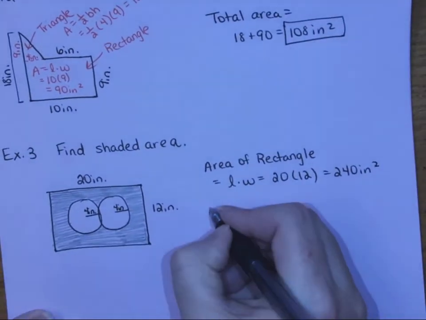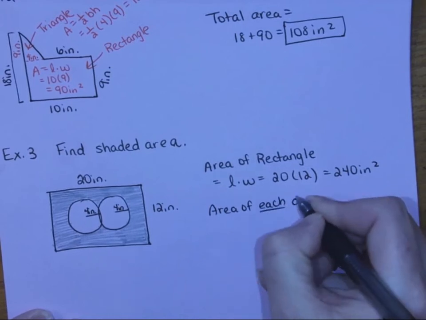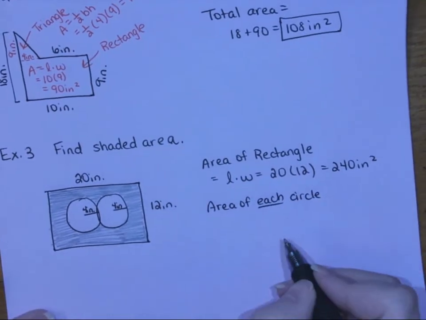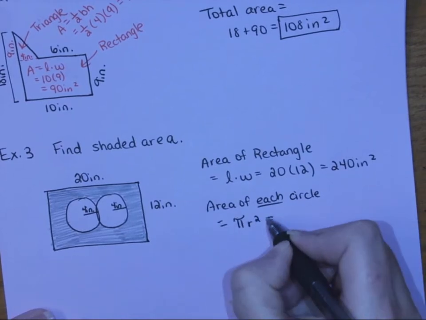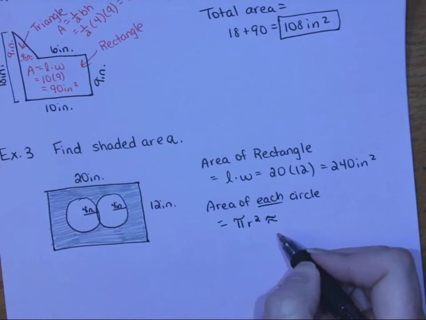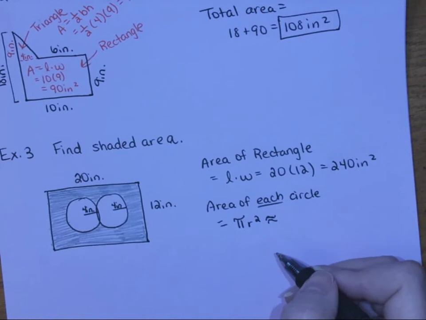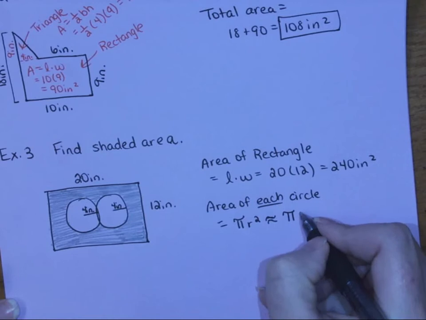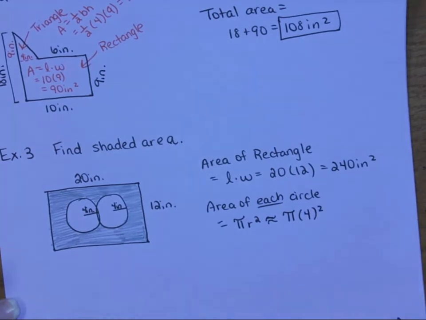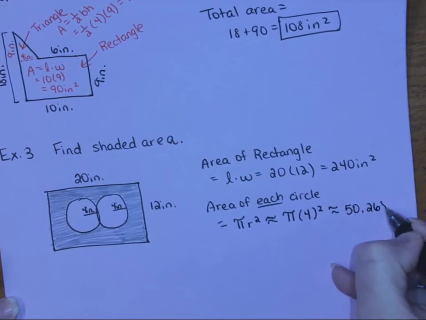And then let's find the area of each circle. And then we could just double it. So the area of a circle is pi r squared. All right, so if you work that out on a calculator, pi is 3.14 and then a bunch of decimals, right? So it's going to be pi times 4 squared. So that is going to be approximately 50.265 inches squared if you punch that in your calculator.